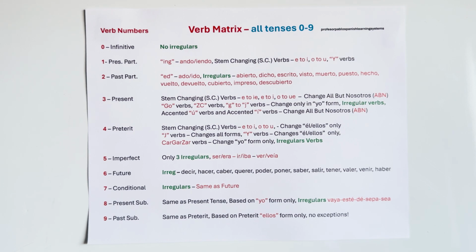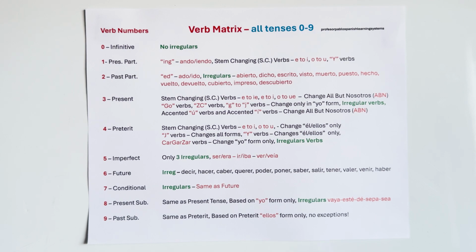There's building, construyendo, destroying, destruyendo, believing, creyendo. We're not going to go over all the Y verbs and all the stem changing verbs and all these different verb numbers. We're just pointing out a few for you. So we did zero, infinitive. There are no irregulars. Present participle, that's the -ando, -yendo form in Spanish, right? Trabajando, working, comiendo, eating.